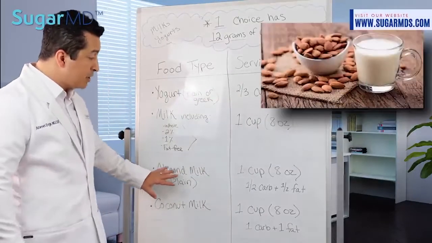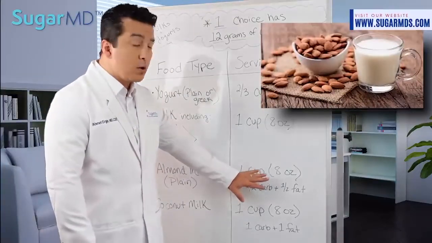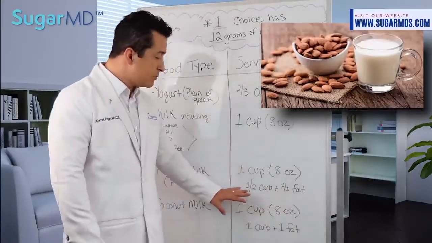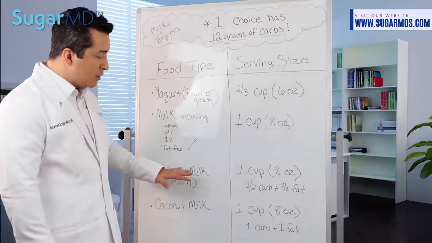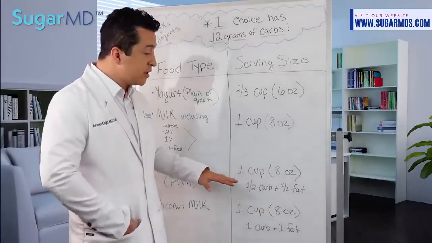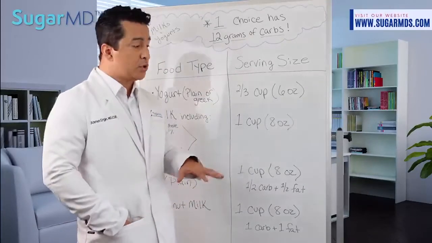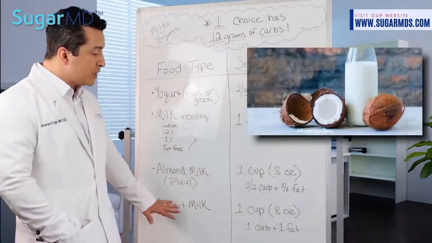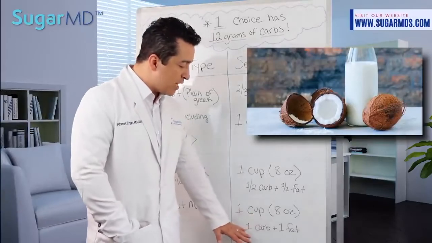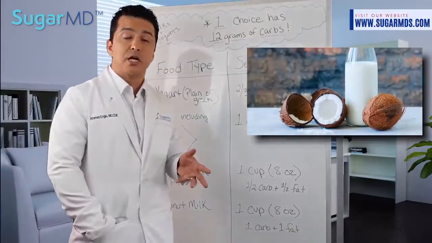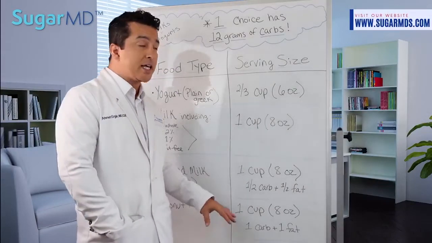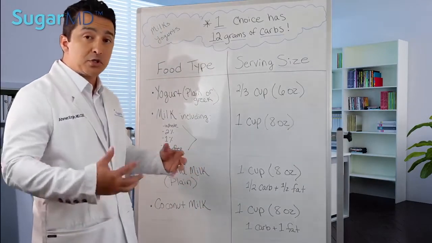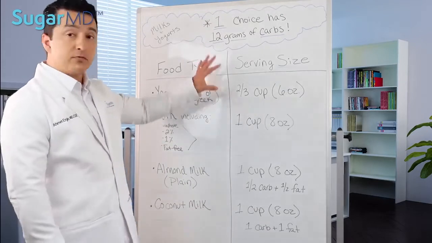Now, when it comes to almond milk, again, same thing. 1 cup is around 12 grams. Now, when you're getting fat, just remember that the fat will add to your calories and can also affect the blood sugar response as well. And the coconut milk is the same way. 1 cup is around 12 grams of carbs. So again, these are not prohibited items as long as you know how much carbs you're getting in and you're not adding a bunch of carbs together. But that's what it is for the dairy products.